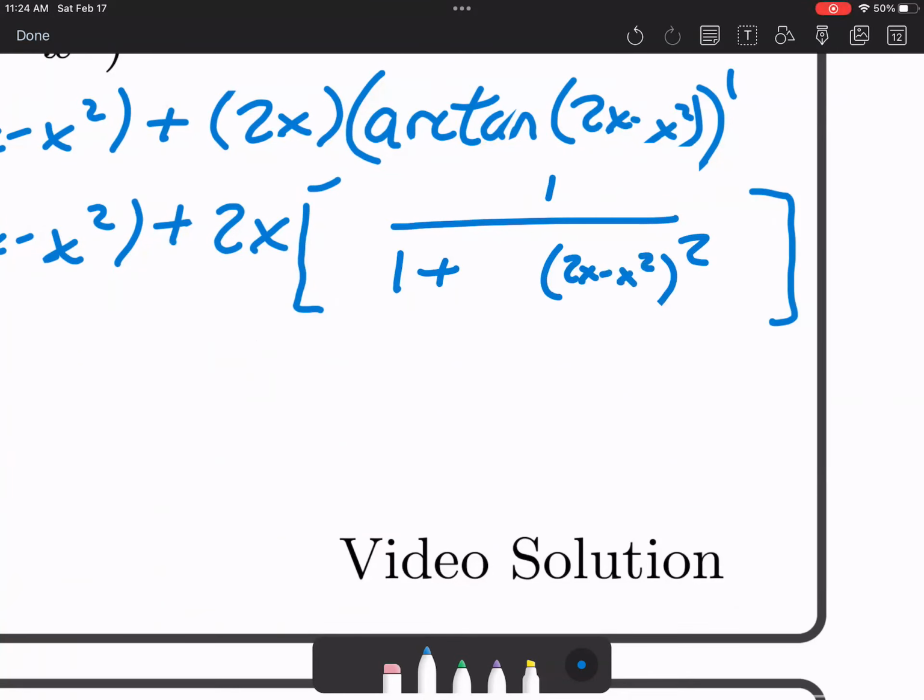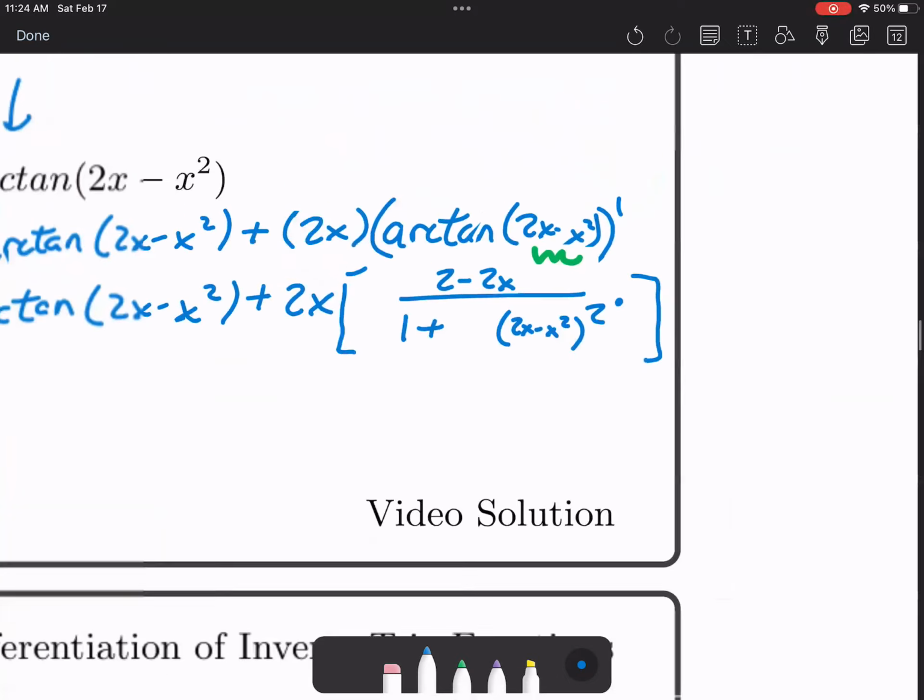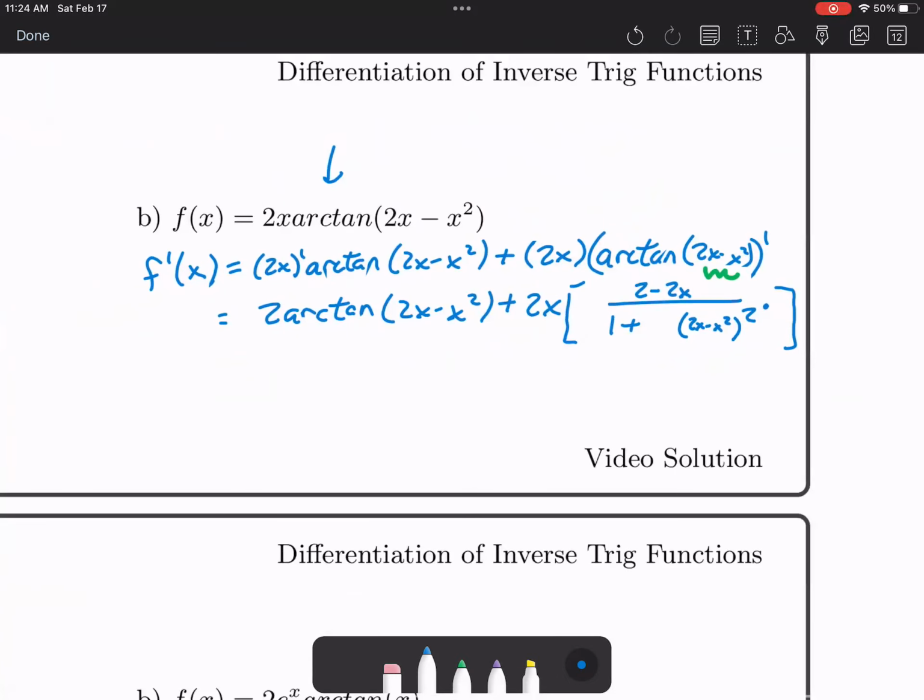And by the chain rule, I have to multiply by the derivative of the inside of that arctangent function. So we're going to multiply this by a 2 minus a 2x. Okay, this is fine, right? We've taken all of our derivatives, so it's a little bit complicated, but let's try to clean this up.